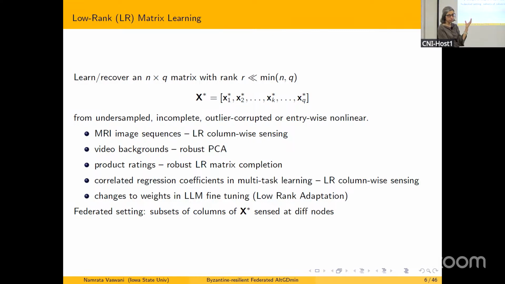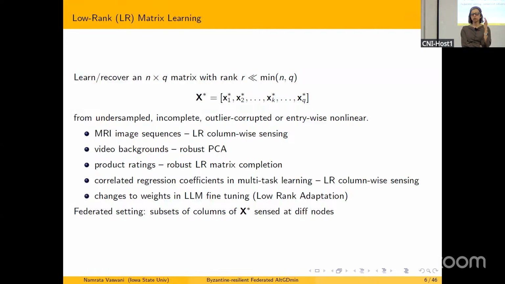So the goal in low rank, I'm just using learning because it's a cooler word, but it's low rank matrix recovery. You want to recover an n cross q matrix which has rank r that's smaller than the matrix dimensions, much smaller than the matrix dimensions. And the point is that if the rank is much smaller, you should need less than nq samples to be able to recover it correctly. The question is, when can you do that? And the other question is, what are the settings?